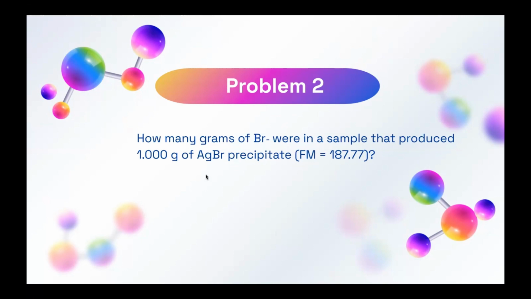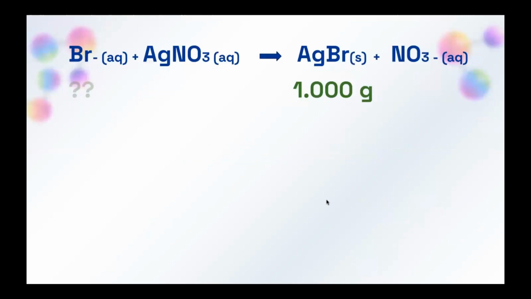So what do we do first? We write out the balance equation here. Okay, here's the balance equation. Since it's similar, it's exactly the same as with chloride ions, except chloride is replaced with bromide ions. As you can see, AgBr is your precipitate.